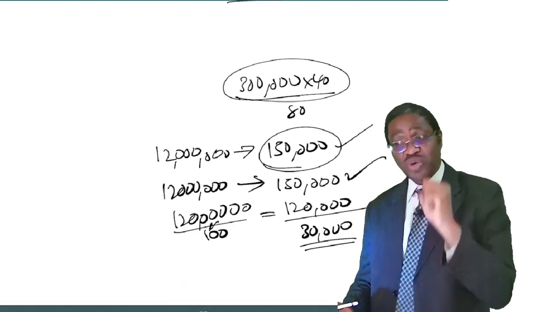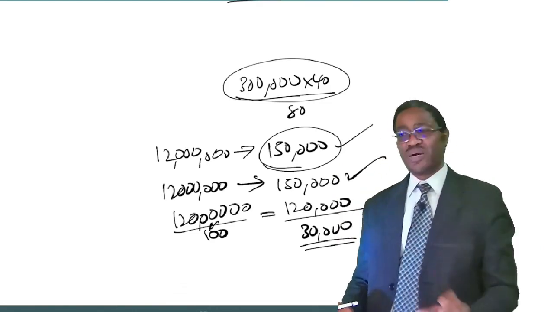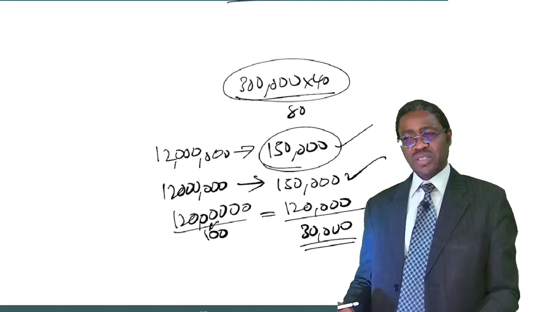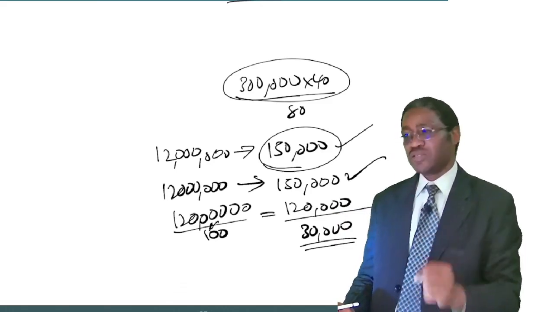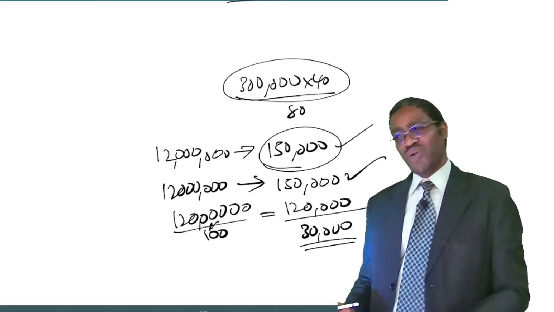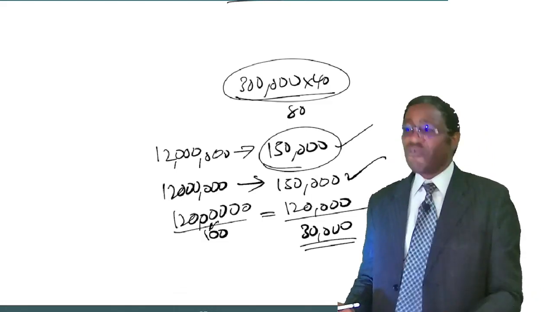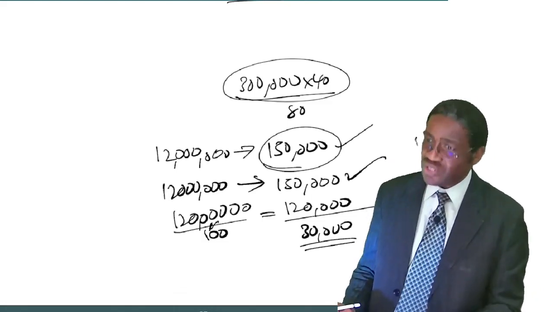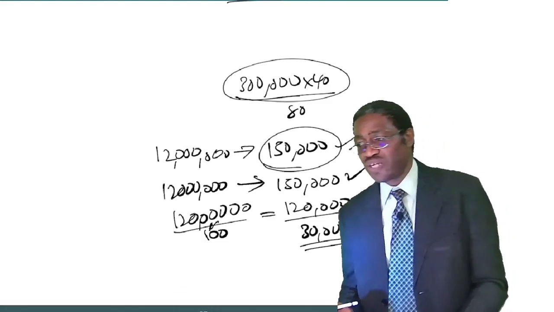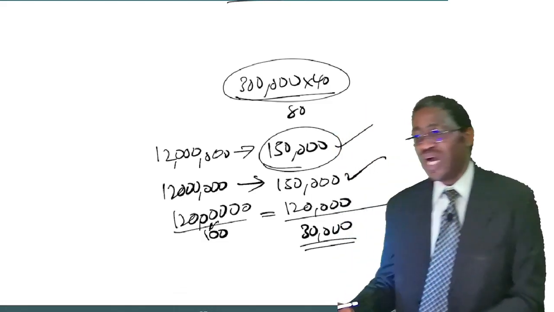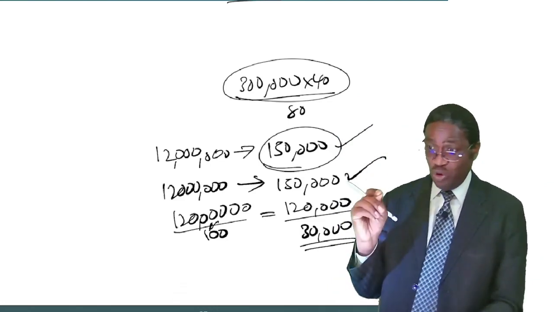Then it means your 12 million should be enough to buy only 120,000 shares. But I'm not going to give you 120. I'm going to give you 150. So out of 150, I am going to give you another 30 for free. Those 30 are the ones we are saying will be considered to be dilutive, and those are the ones now we are saying will be used for purpose of dilution.